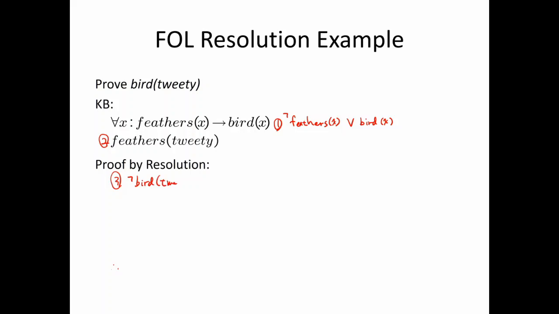Not bird Tweety. And we start resolving, and hopefully we'll get to a nil. So I want to resolve 1 and 3, and we need to use substitution. So I'm going to use the substitution in which x is replaced with Tweety. Then I'm left with not feathers Tweety. And then I resolve 2 and 4, which gives me nil. So we're done. So therefore, bird Tweety.